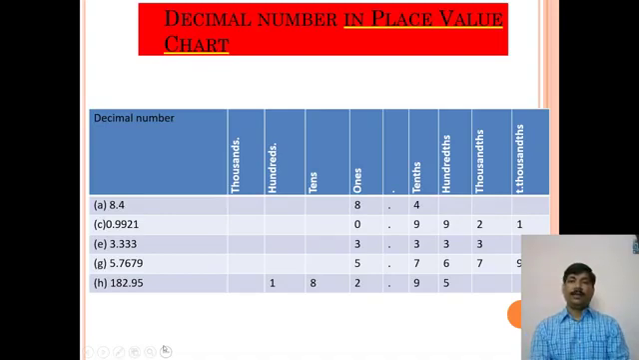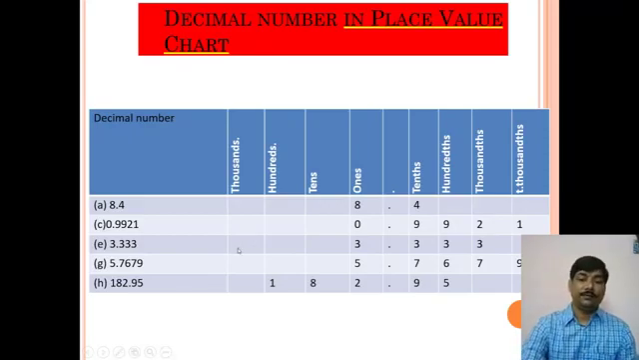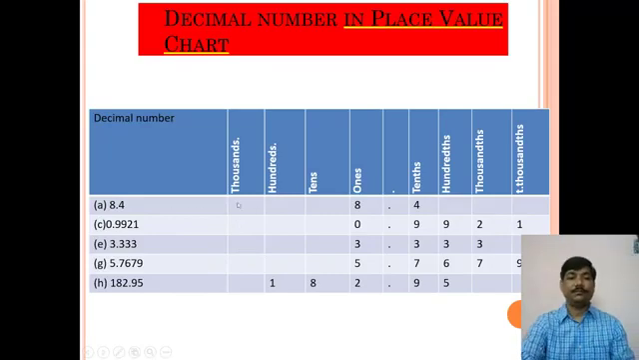We discuss some more decimal numbers in the place value chart. How we can write a decimal number in the place value chart, and how we can write a number from the place value chart. If some digits are written in the place value chart, we can write a number. If there is a number, we can write each digit of this number in the place value chart. Let us suppose this is a decimal number, 8.4. Here the left part is the whole number part and the right part is the decimal part.